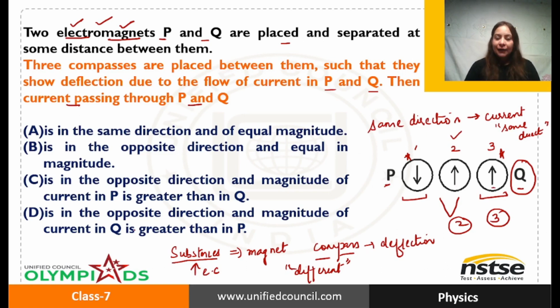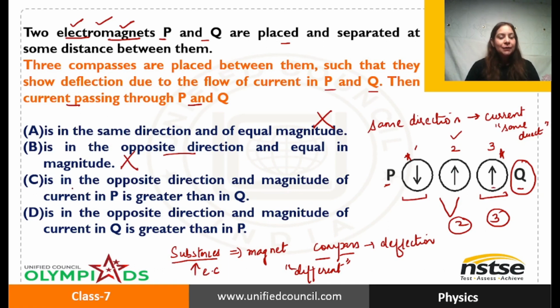So here let's read the options now. Option A says the current passing through P and Q is in the same direction and of equal magnitude. No. If the direction had been the same, then the deflection would have been the same. So this A is wrong. It is in the opposite direction, right? And equal in magnitude? No. If it had been equal, then why is compass 2 pointing in the same direction as compass 3, which is near to Q?